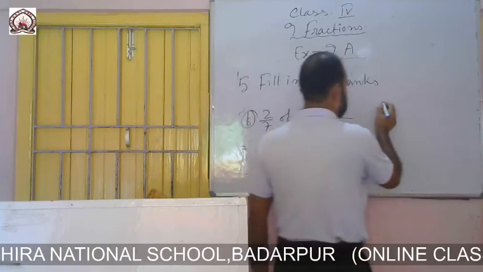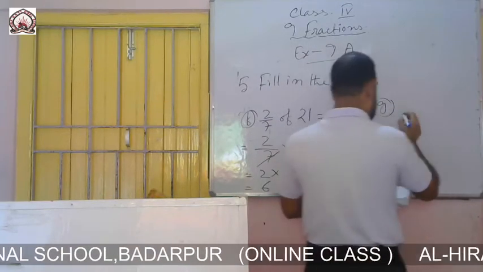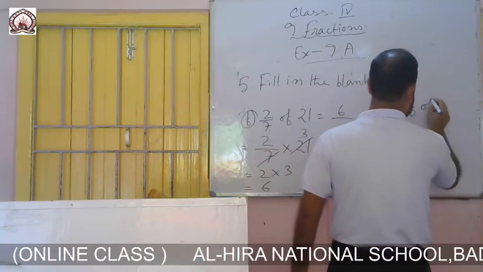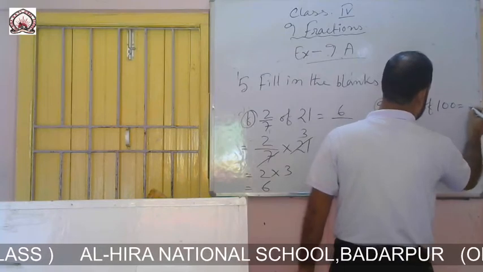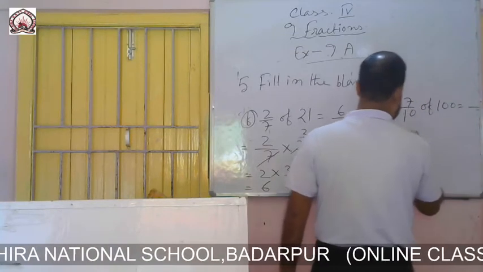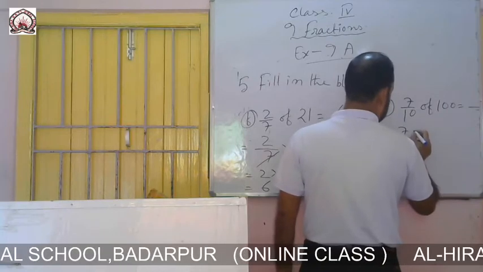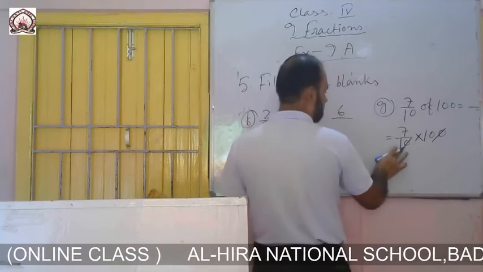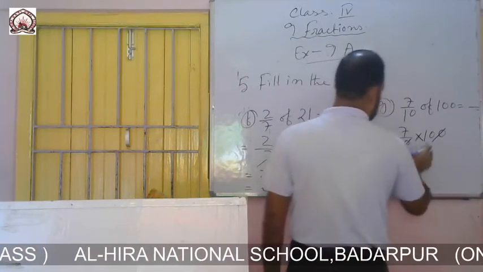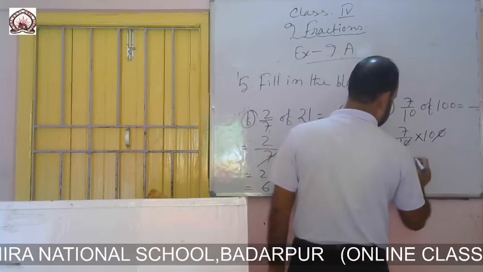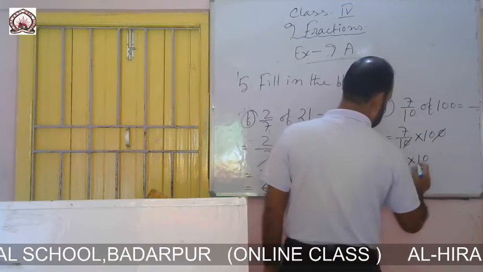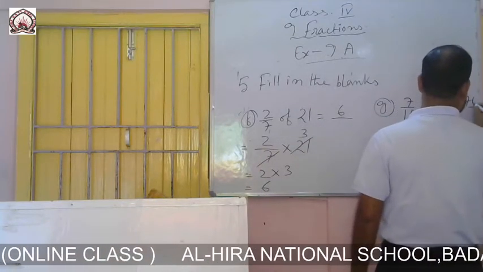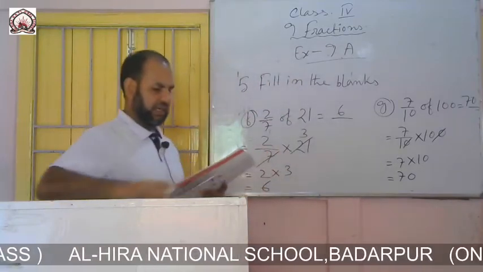Question number G, 7/10 of 100 equal to dash. So 7/10 into 100. 10 and 100, cut the zeros. So down 1 is valueless. Here remain 7 into 10. 7 10s are 70. Answer is 70. Next question number 5H.